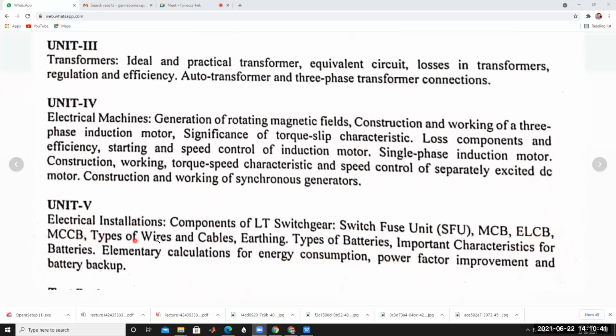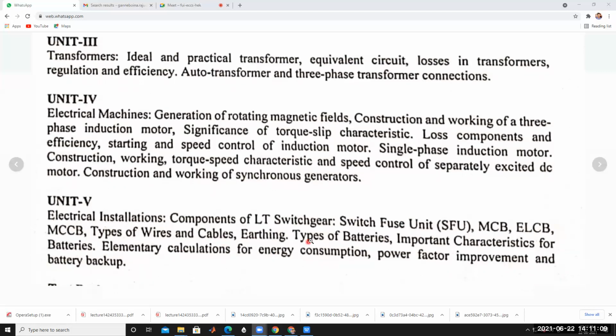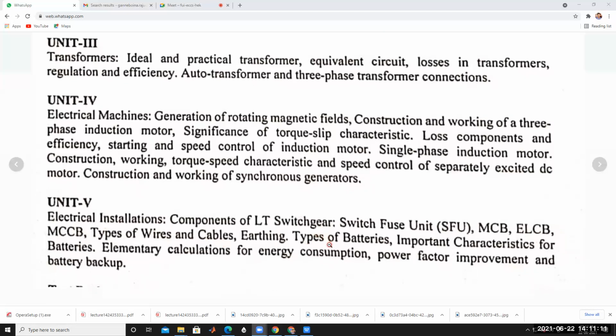And then types of wires and cables. We have to discuss different types of wires and cables. What is meant by wire? What is meant by cable? Here, different things are also there, so we'll discuss them in this unit. And different types of batteries: primary and secondary batteries, lead acid batteries, lithium ion batteries. In this unit, we have to consider how the different types of batteries work, and the characteristics of batteries.